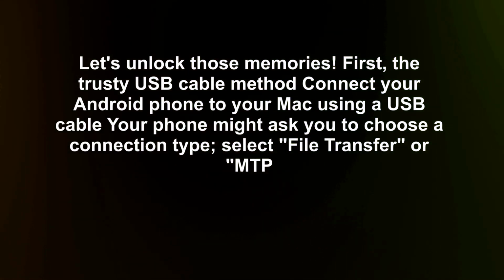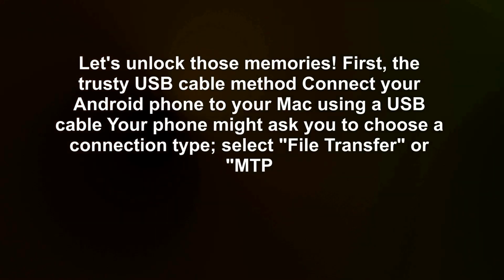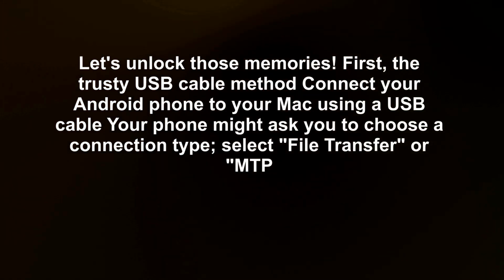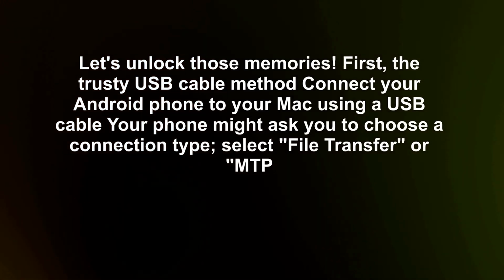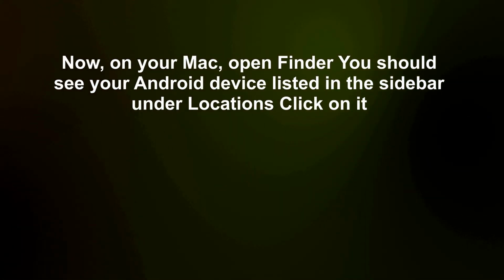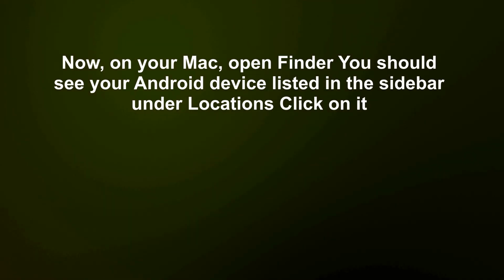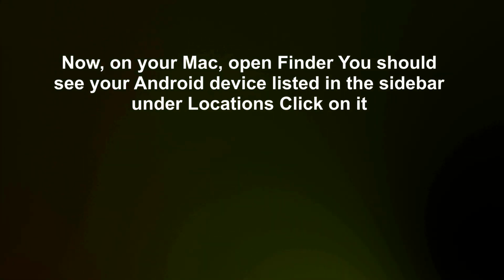Connect your Android phone to your Mac using a USB cable. Your phone might ask you to choose a connection type. Select File Transfer or MTP. Now, on your Mac, open Finder. You should see your Android device listed in the sidebar under Locations.